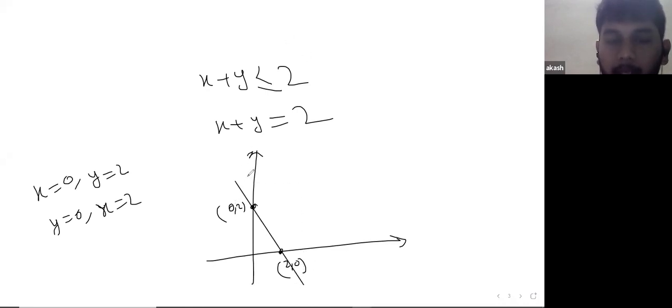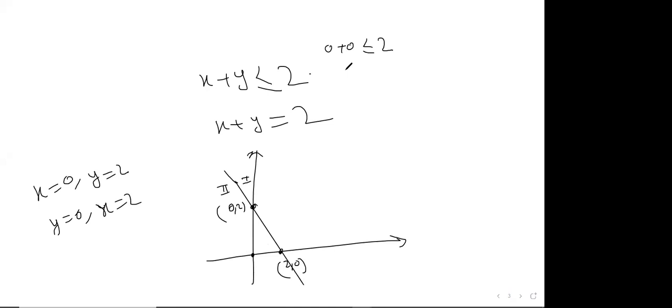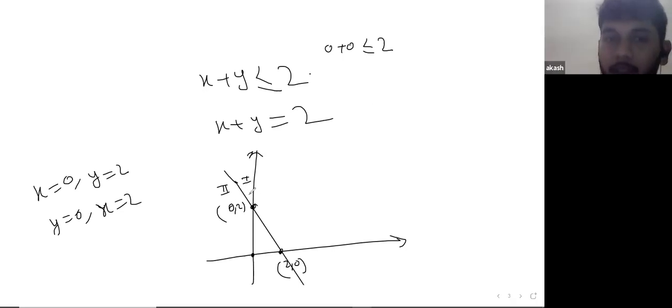Now let me name this part as first part. This is the second part. Second side, first side. Now I can put origin here because I can see clearly origin is on this side of the equation. So putting origin in the equation, 0 plus 0 less than or equal to 2. Is this true or false? True, sir. True. That means I will take the part where origin is. So second part is our answer.